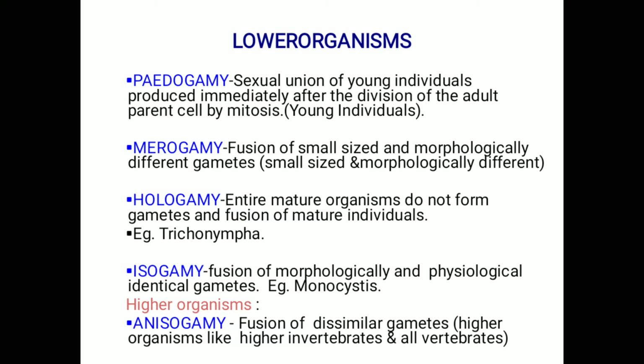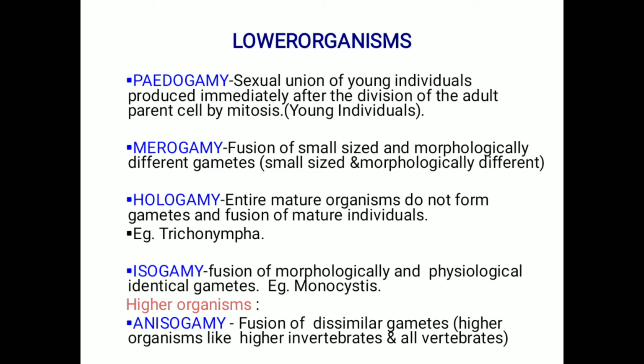In lower organisms, sometimes we can see different types of syngamy. Example: pedogamy, sexual union of young individuals produced immediately after the division of the adult parent cell by mitosis. Merogamy: fusion of small sized and morphologically different gametes. Third one, hologamy: entire mature organisms do not form gametes and fuse to form a mature individual.